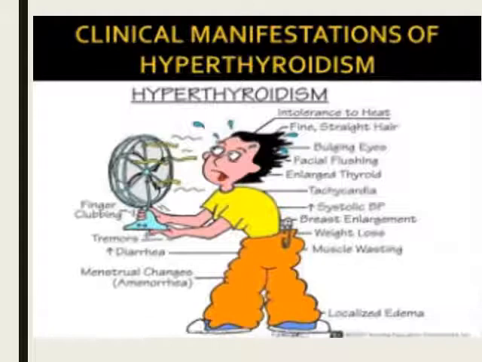This is also a pictorial representation of hyperthyroidism. There is intolerance to heat, patients love fans and cold weather. There is bulging of eyes, facial flushing, enlarged thyroid, tachycardia, increased systolic blood pressure. There may be gynecomastia, weight loss, muscle wasting and myopathies, localized edema. Menstrual changes may occur leading to amenorrhea in females and infertility, tremors, diarrhea, and finger clubbing known as thyroid acropathy is also present in many patients.